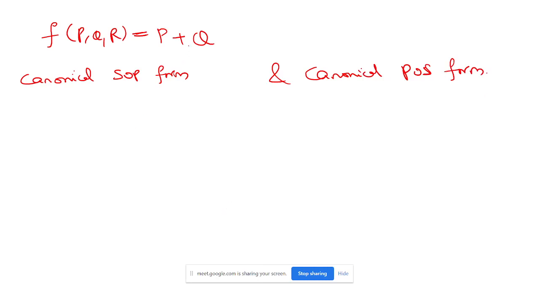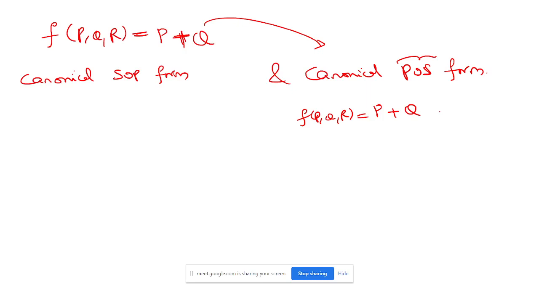This is very simple actually. If you see, this is an OR operation, right? Product of sum means it is very close to this. I am not saying that it is exactly the same, but it is very close. So try to find out that f of PQR is equal to P plus Q.